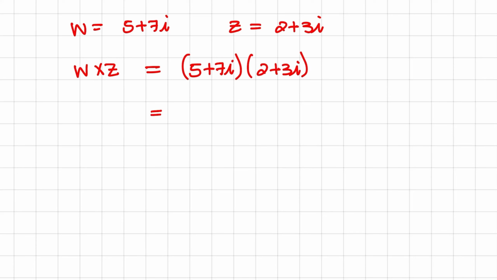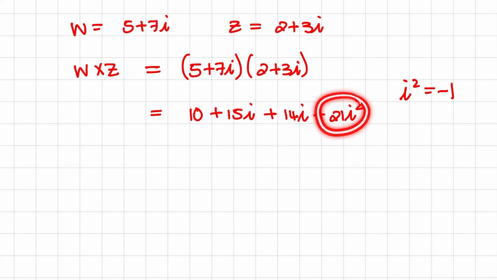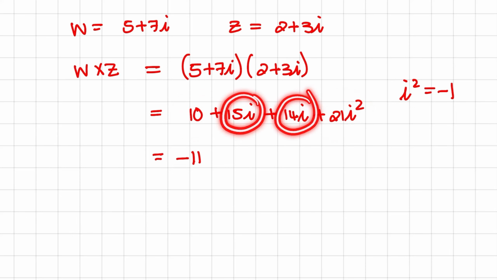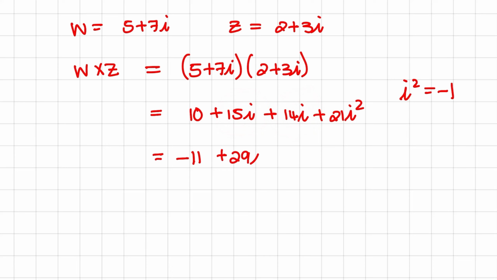And if I multiply out, it's 5 times 2, which is 10. Then 5 times 3i, which is 15i, plus 7i times 2, which is 14i, plus 7i times 3i, which is 21i squared, where i squared is equal to negative 1. So that will be 10 minus 21, which is equal to negative 11, and then 15i plus 14i, which is equal to 29i. So that is how we multiply complex numbers with each other.